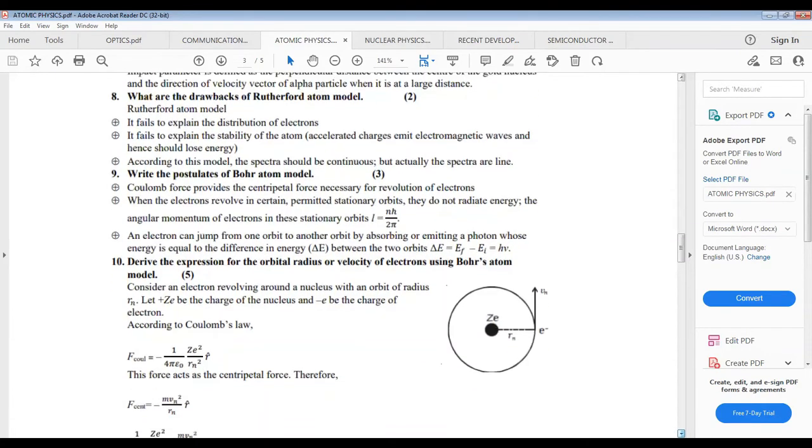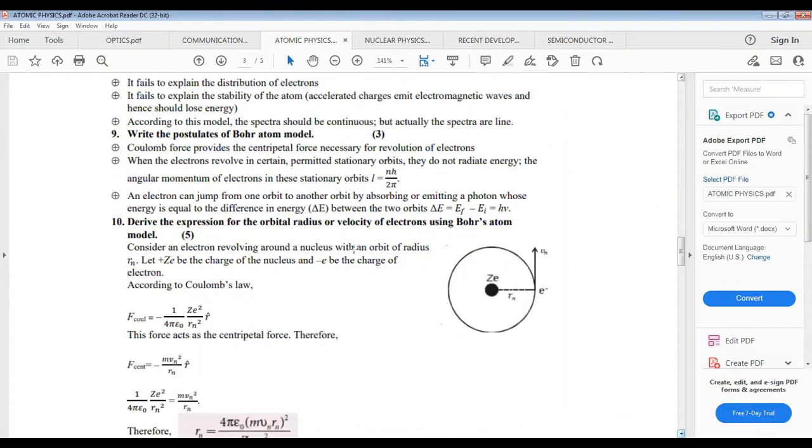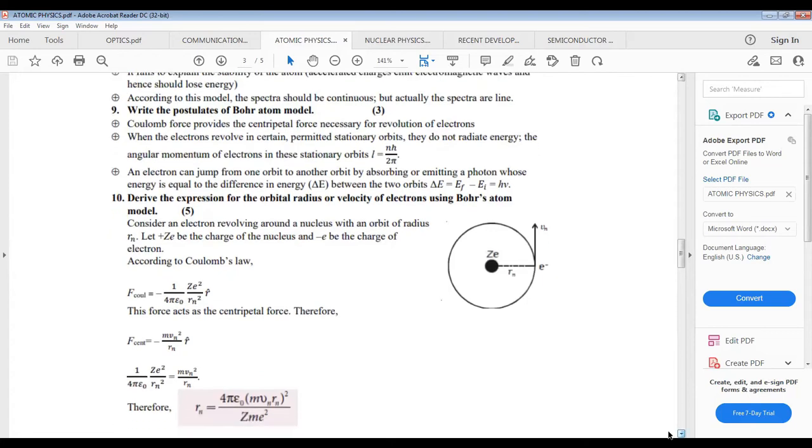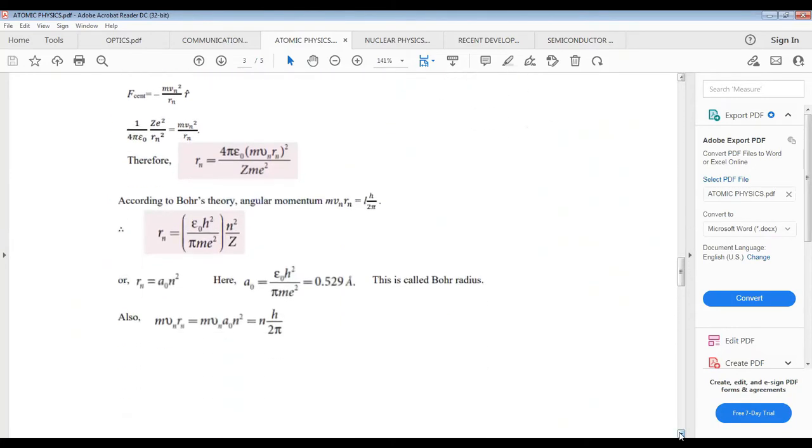There is an expression for the orbital radius or velocity of the electron using Bohr's atom model. Here we are considering two forces: one is Coulomb force, another one is centripetal force. Equate the two forces, you will get the expression for the radius of the nth orbit. Rn is the radius of the nth orbit.